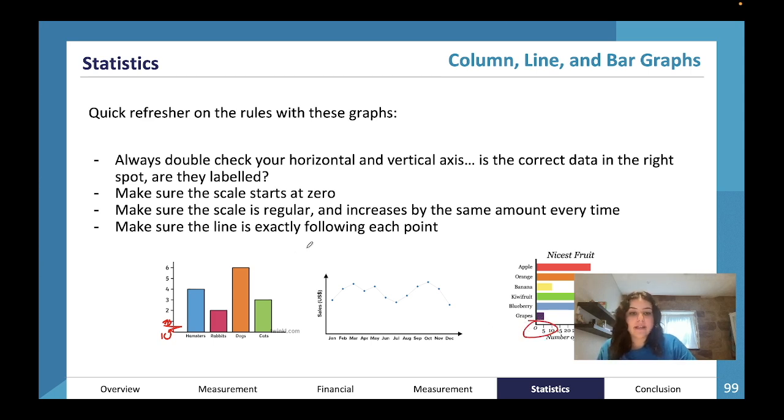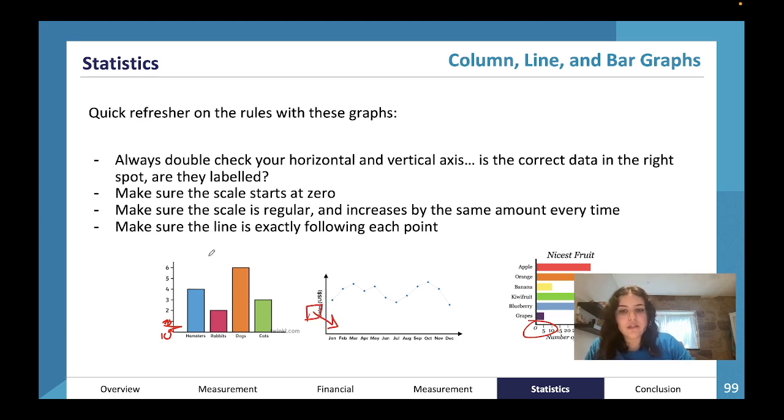Make sure the scale is regular. See how they all increase by the same amount? This one's always by a month, this one's always by 1, and this is always by 5. And it always has to go by the same amount on the same axis. So you can't switch it to like 5, 10, 25, 5, 10, 50. You've got to go by the same amount the entire time. These two don't have to match because they're going to be different variables.